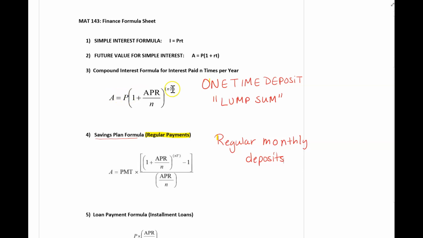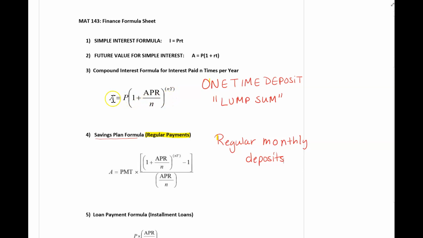Now, the book talks about a companion formula, and what they do to find that companion formula is they solve this formula for P by dividing by everything after the P. But that confuses a lot of students. I've found what helps more than anything is to think about it like this.